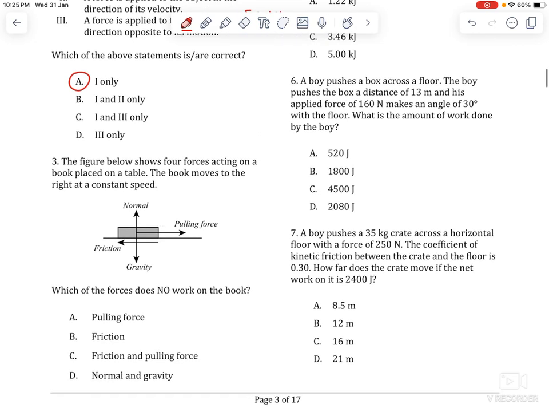Question 3. The figure below shows four forces on a book placed on a table. The book moves to the right at a constant speed. Which of the forces do no work? Basically, the object is moving, so that is the displacement. The forces that are perpendicular, which are the normal and the gravity, do no work.